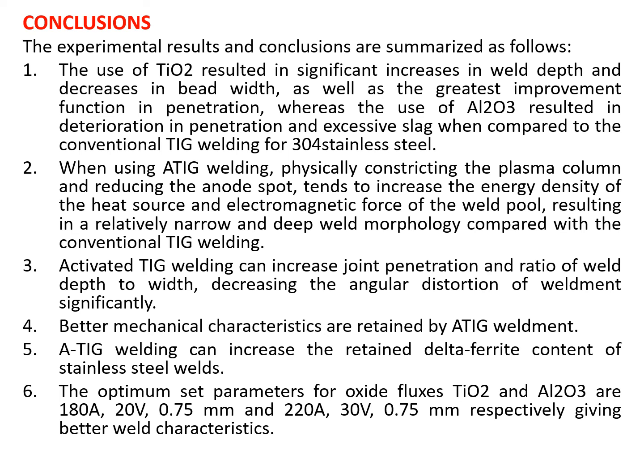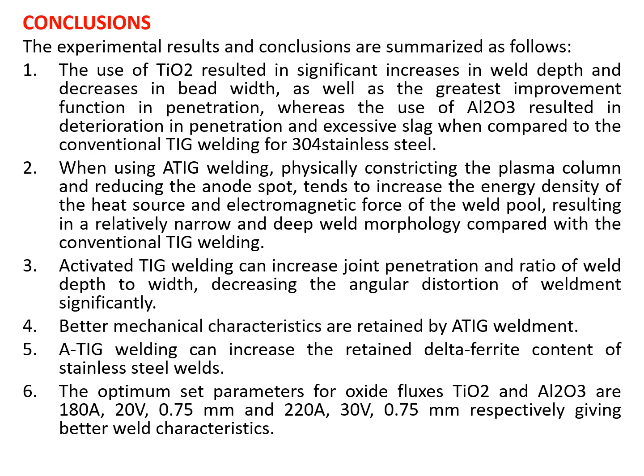Conclusion of the current work. The experimental results and conclusions are summarized as below. The use of TiO2 resulted in significant increases in the weld depth and decreases in the bead width, as well as the greatest improvement in penetration, whereas the use of Al2O3 resulted in deterioration in penetration and excessive slag when compared to conventional TIG welding for 304 stainless steel material.